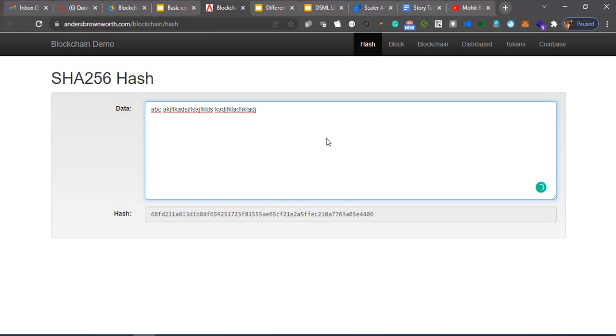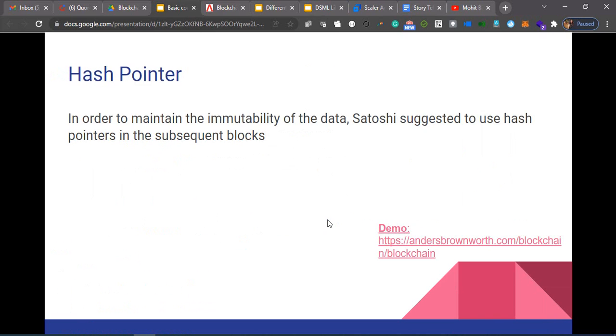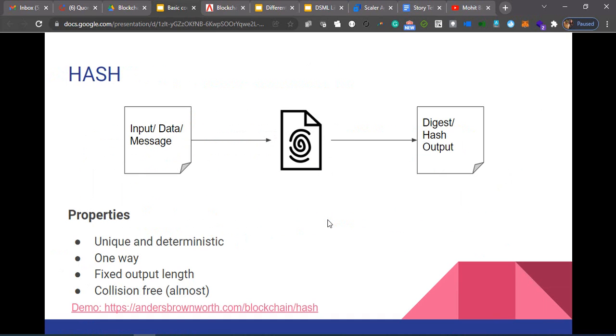And even if you change a single bit of it, let's say for blockchain, this is the hash output. But let's say if I go ahead and change the case of B, my output completely changes. So this hash function gives me all the four properties which we wanted, which is being unique, being unidirectional, having fixed length, and almost collision free, right?